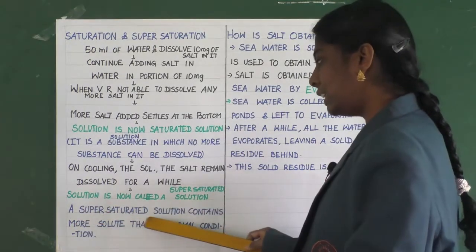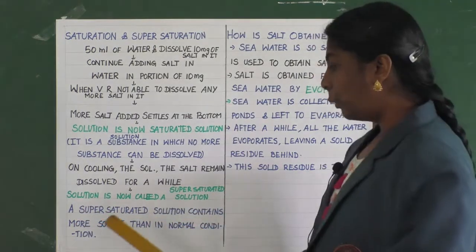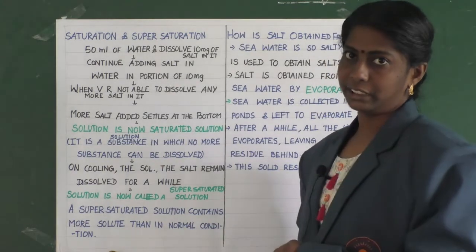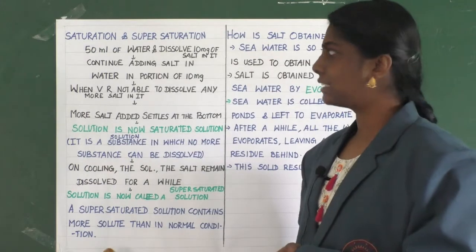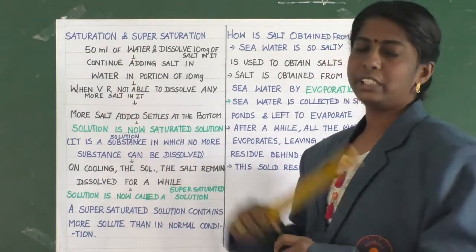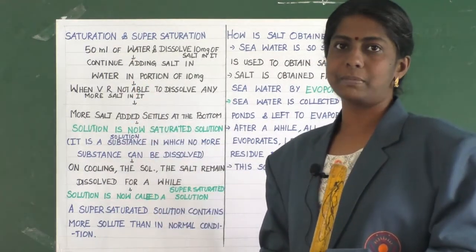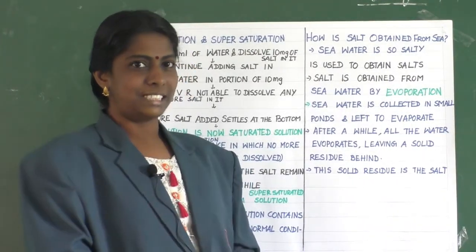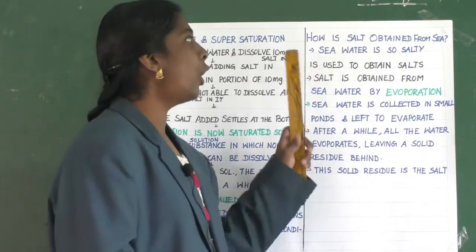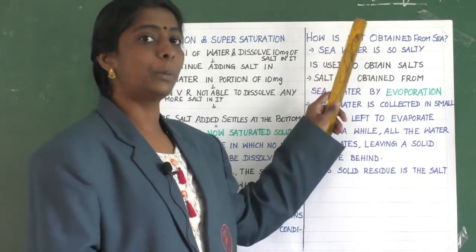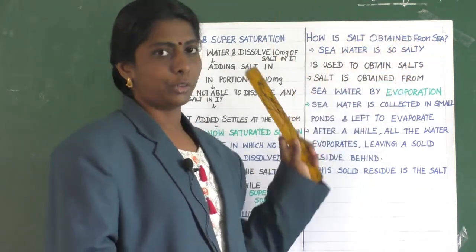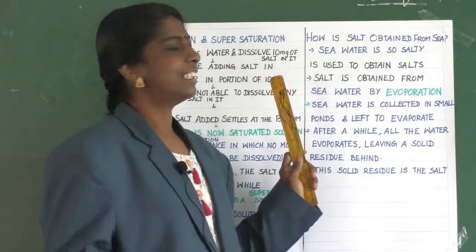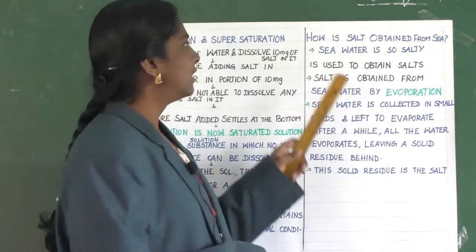A supersaturated solution contains more solute than in normal condition. Clear, children? Yes. So this is what we learned about saturation and supersaturation. Now let us learn about the last part of the chapter, that is how salt is obtained from seawater. Do you have any idea? Yes. Now let us learn about that.